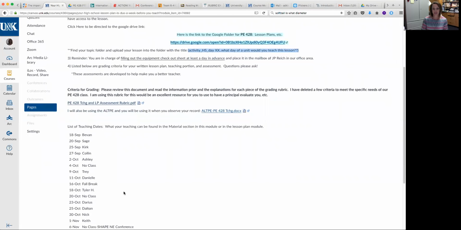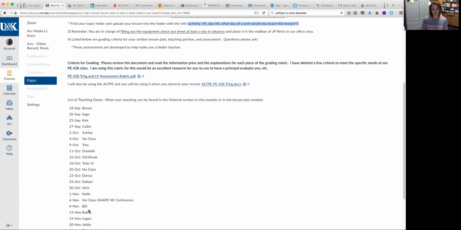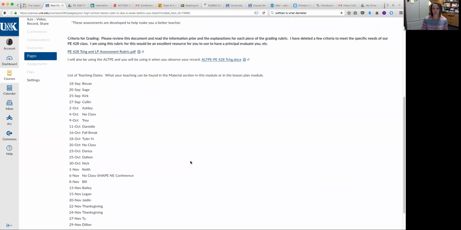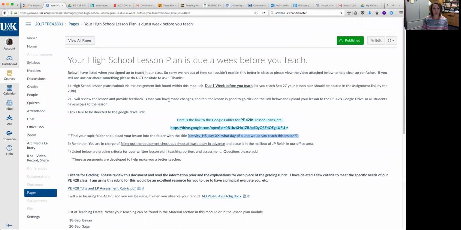Then listed below here are the dates that we have people scheduled to teach. And so the only people that would be different for the times that they are to submit their lesson plans would be Bevan and Sage, because it's less than a week out. And everyone else should have their lesson plan in at least a week before you teach. And that is for your benefit and for mine, because I have a kind of crazy schedule this semester. I need to be able to have time to look at it within a two-day time frame and then also have that opportunity for you to revise and revamp. Okay, so that is what this page is all about.